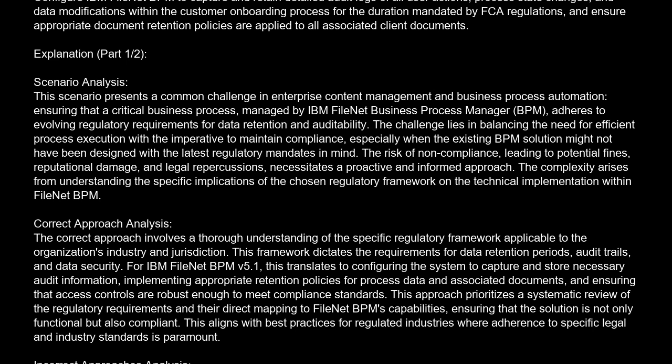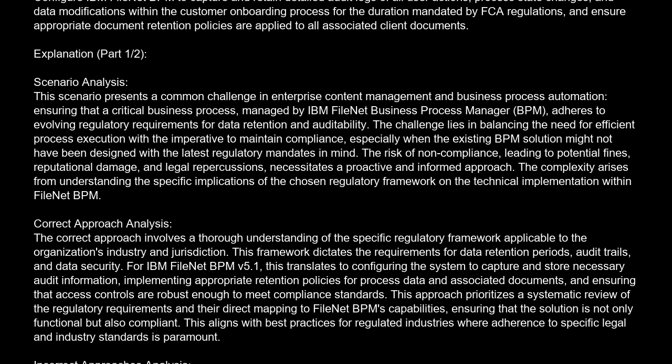Configure IBM FileNet BPM to capture and retain detailed audit logs of all user actions, process state changes, and data modifications within the customer onboarding process for the duration mandated by FCA regulations, and ensure appropriate document retention policies are applied to all associated client documents.